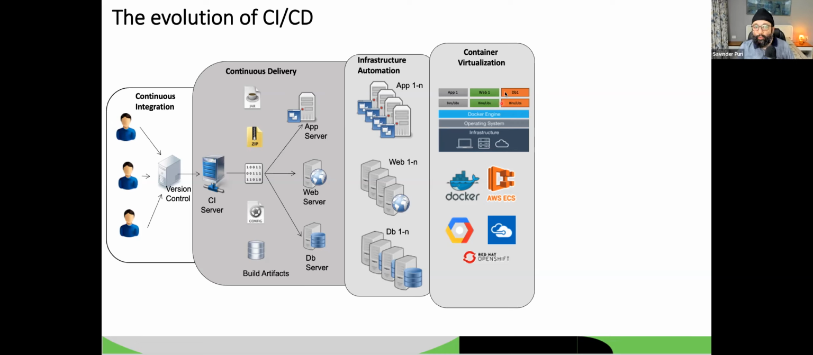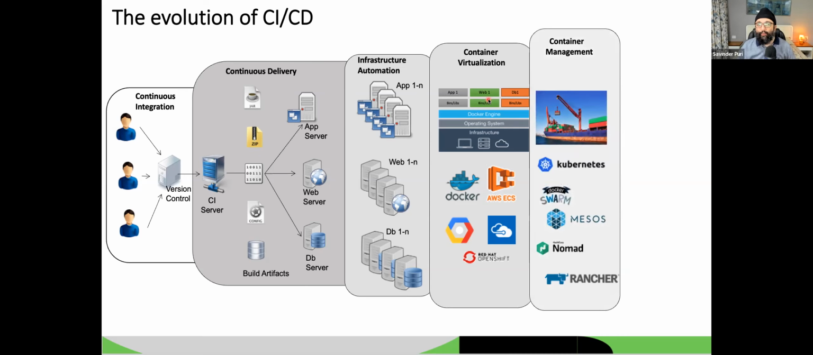And then as this world started getting complex, as we started building hundreds and thousands of containers for applications in the cloud or in the private data center, we came across the concept of container management. How do you manage hundreds and thousands of containers? How do you scale these containers on the fly? That's where things like Kubernetes, Swarm, Mesos, Rancher came about.